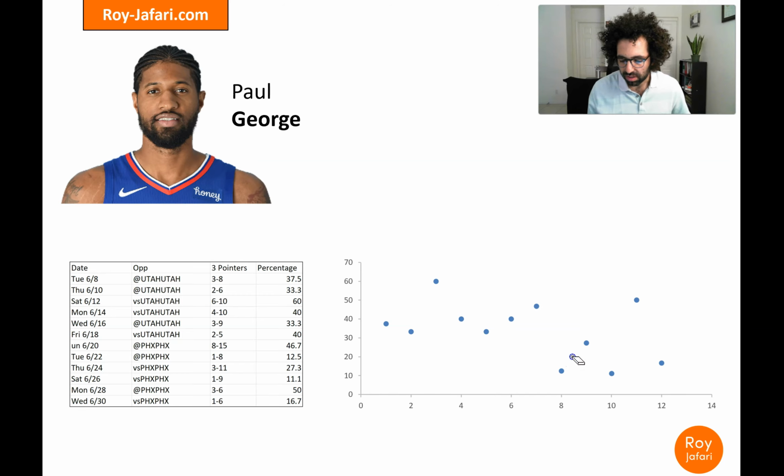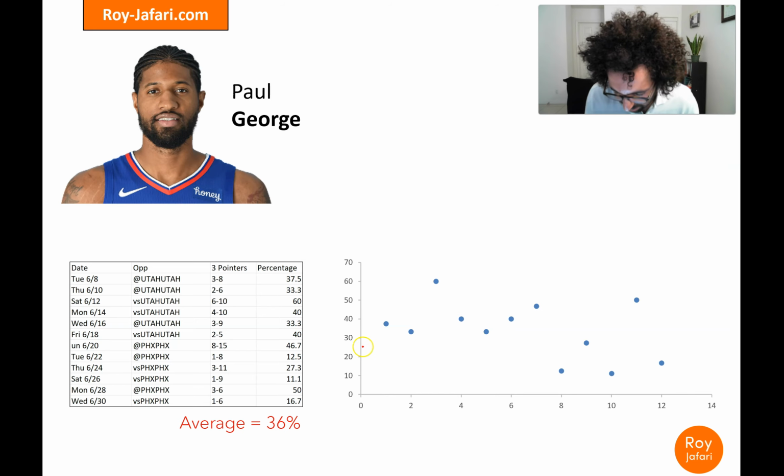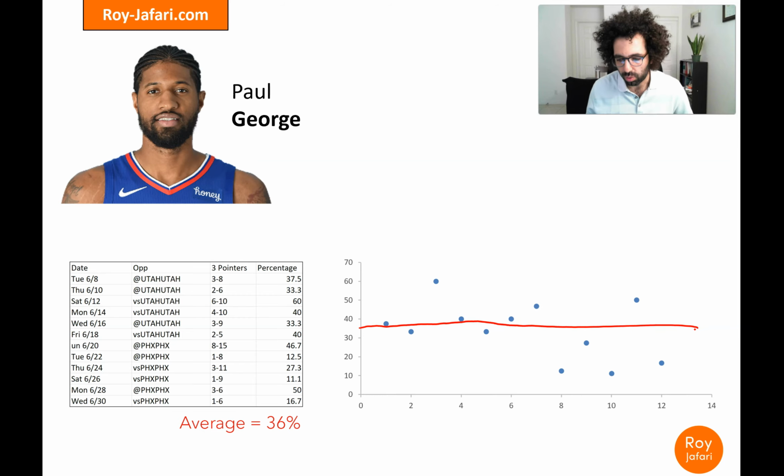So what is this former state here? If you count all of his shots in these 12 games and see how many he's been able to make, you get around 36%. So this is the former state, or the baseline, for Paul George. Every time it goes a little bit higher or a little bit lower, you expect Paul George to regress. And that's what regression is. That's where the word regression comes from.